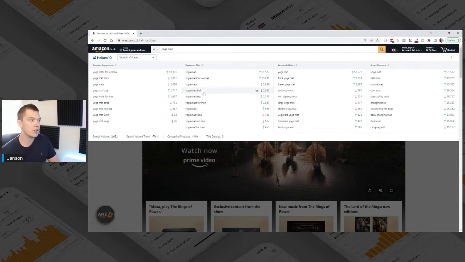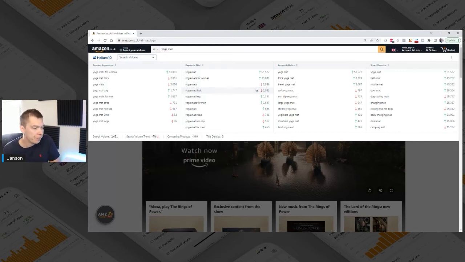But what you could do is look into the thick yoga mat niche, if it does exist, and have a look at the demand there and the level of competition. And if the level of competition for thick yoga mats is a lot less than standard yoga mats, then that gives you an opportunity to dominate that sub niche.